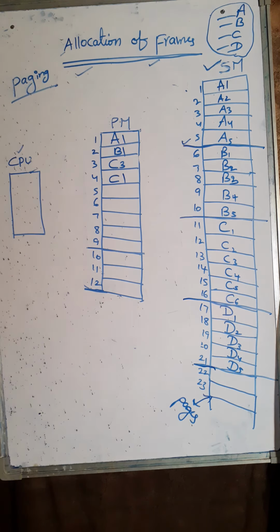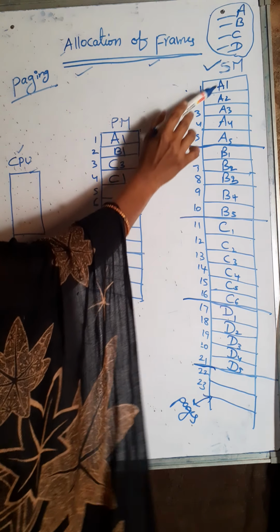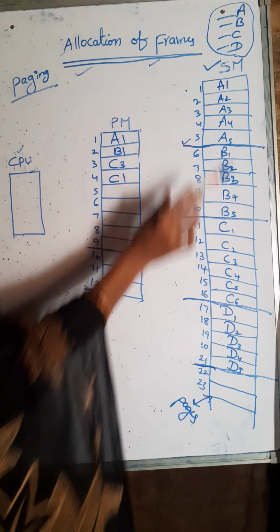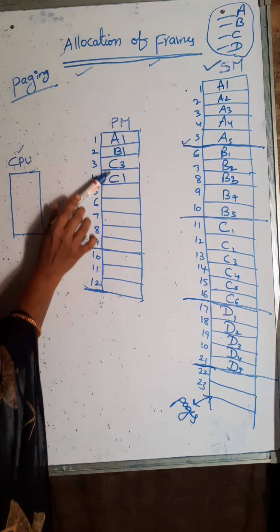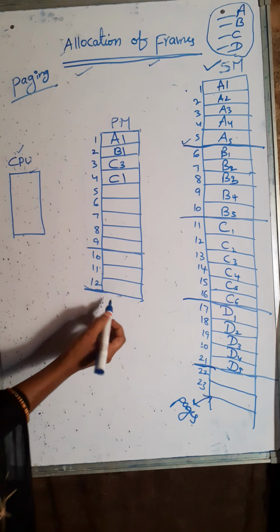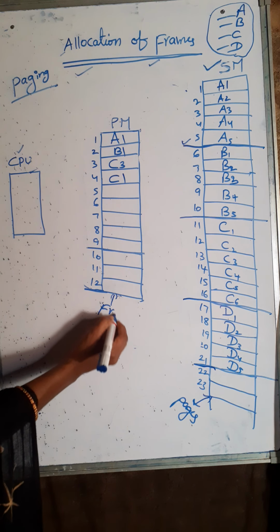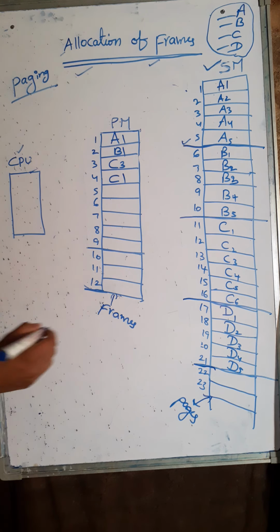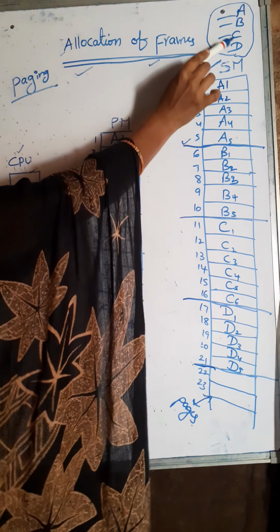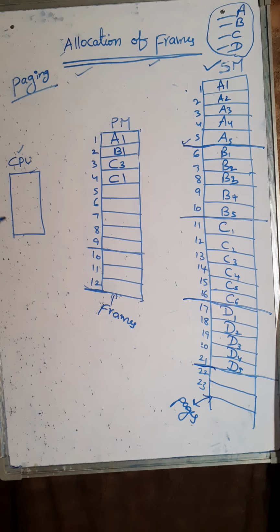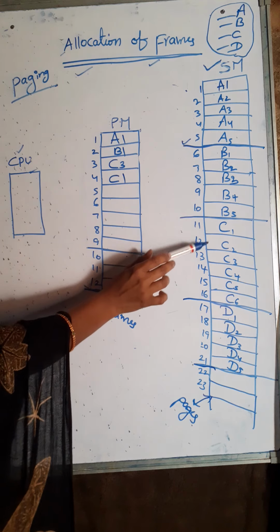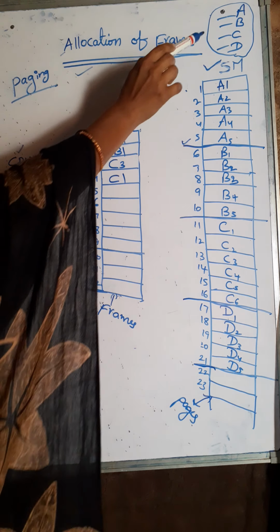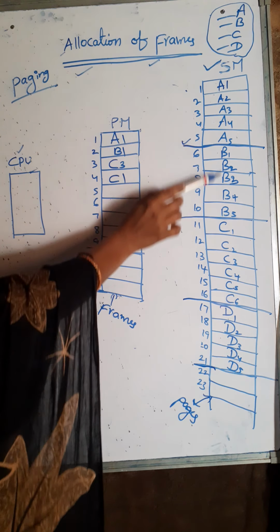So, entire secondary memory is divided into equal sized portions called pages, and entire primary memory is divided into equal sized portions called frames. Okay, so now here I have written 4 programs A, B, C, D. So all our programs and data will be stored in the secondary memory permanently. So all these 4 programs are stored in the secondary memory.